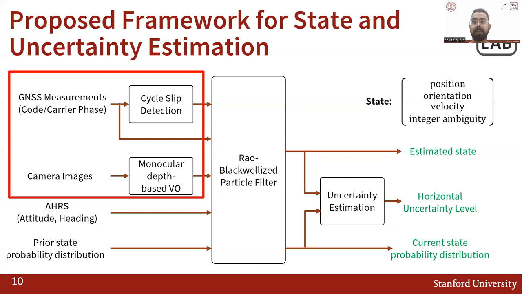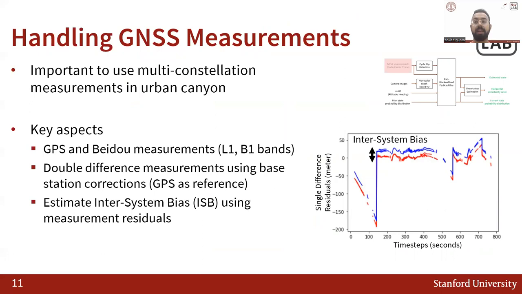For handling GNSS measurements, an important consideration in urban environments is to account for limited satellite visibility. So it is important to use multi-constellation measurements in these urban canyons, which our filtering approach has support for. The key aspects of our multi-constellation support are that we account for both GPS and BeiDou measurements from L1 and B1 bands, so single frequency measurements, and compute double difference measurements by using base station corrections and GPS as a reference.